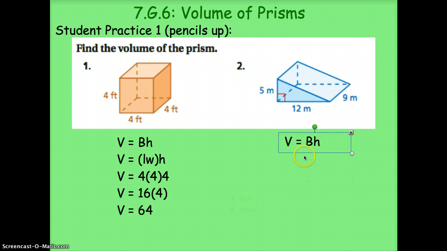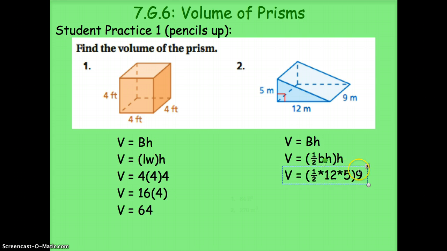Remember, the base area is 1/2 base times height. Now if I look at my picture, my base of my triangle is 12, my height is 5, and if you switch these two, remember the order doesn't matter. Then my second H, my different H, is the height of the prism. From the front triangle to the back triangle, this distance right here is 9 meters. So I plug my numbers in.